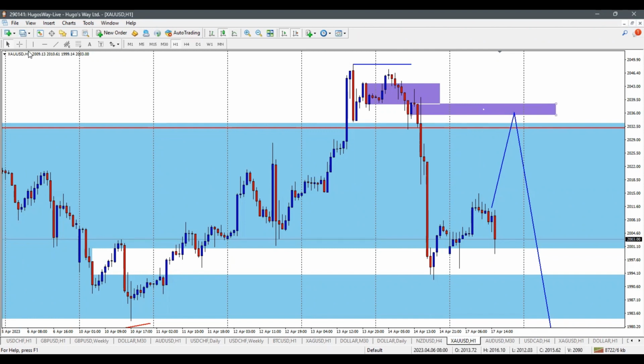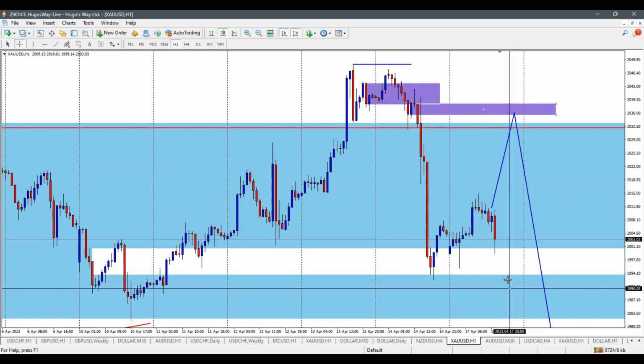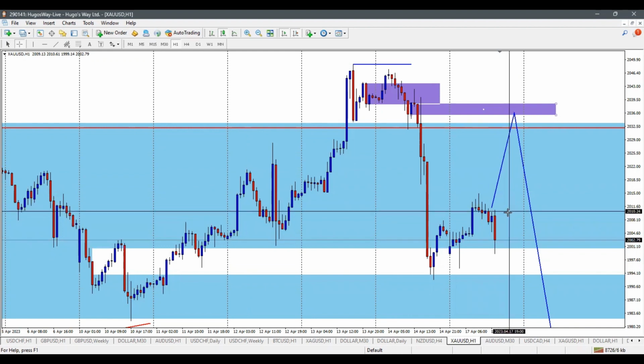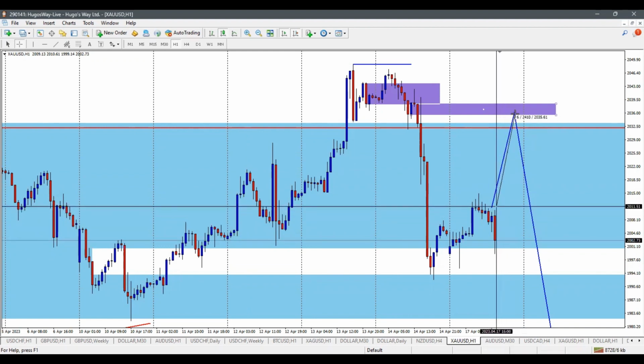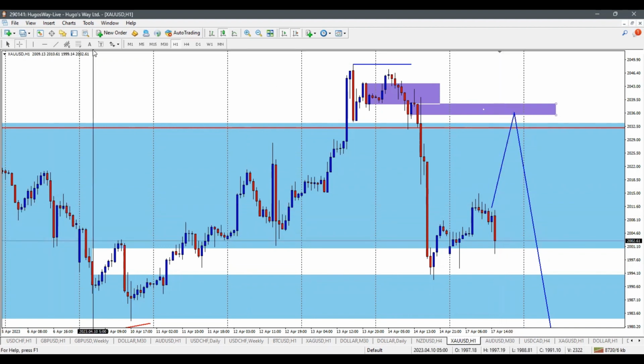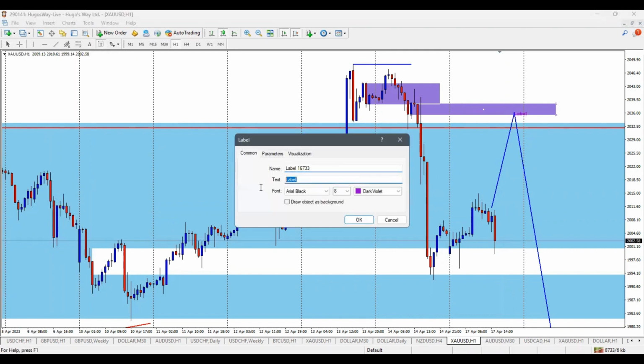So for my gold entry, if you're looking for gold entries, and I know some of you have asked me, I'm looking for the price to actually return just here. As a first attempt, and I'm going to put first attempt here, first attempt will be an entry right here.